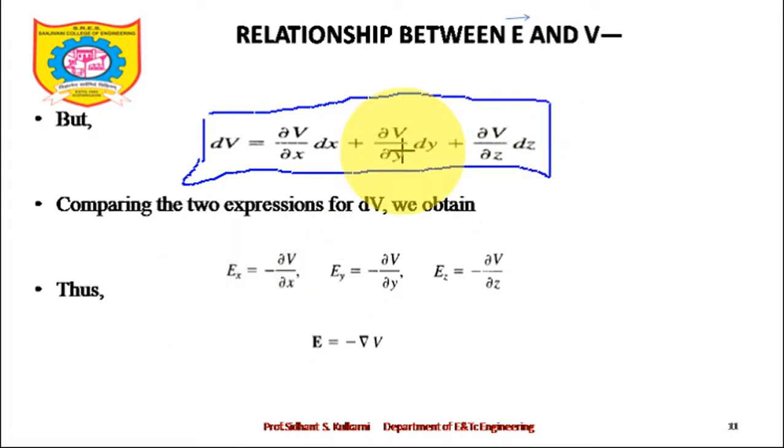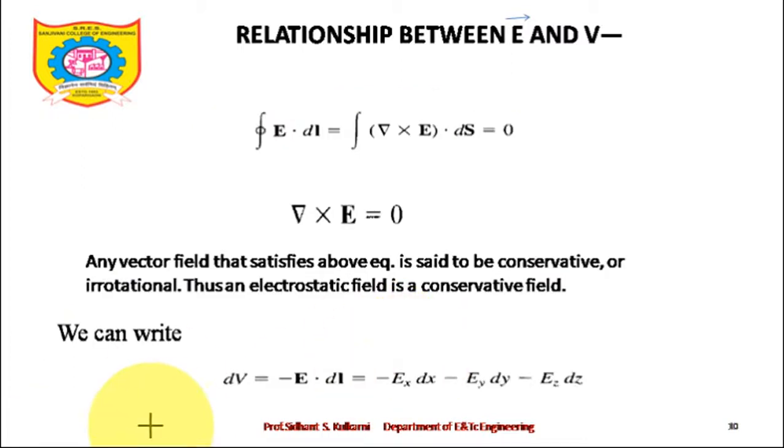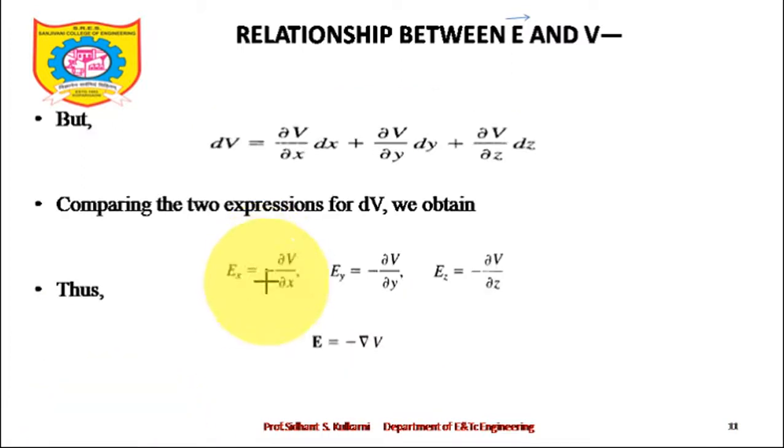If we compare these two expressions for dV, I get Ex as minus dou V by dou x, Ey as minus dou V by dou y, and Ez as minus dou V by dou z. And if I combine them, E bar is equal to minus grad V. This is the most important expression from the examination point of view. Sometimes it will be asked directly to derive the expression between E bar and V, or to give E bar as minus grad V.